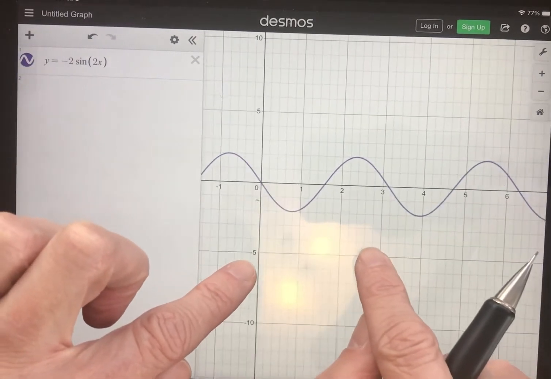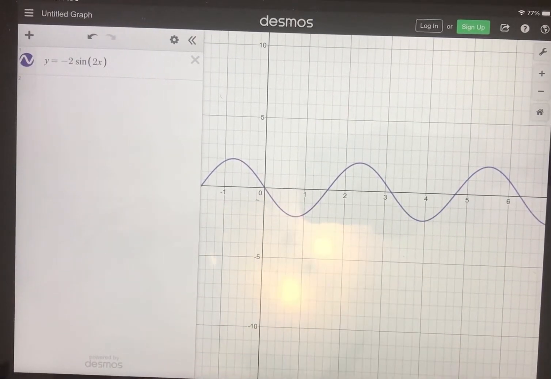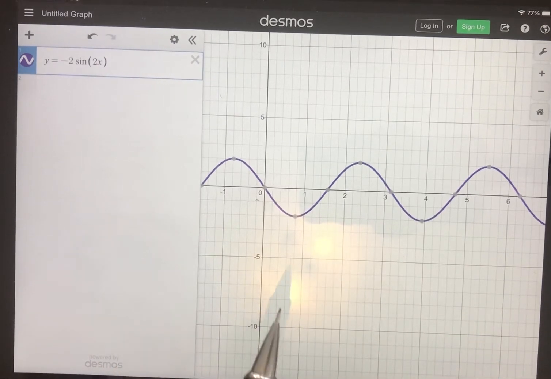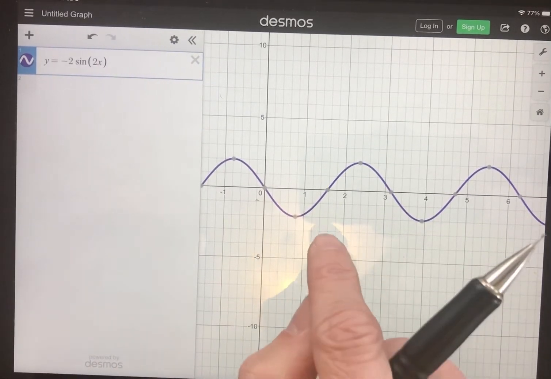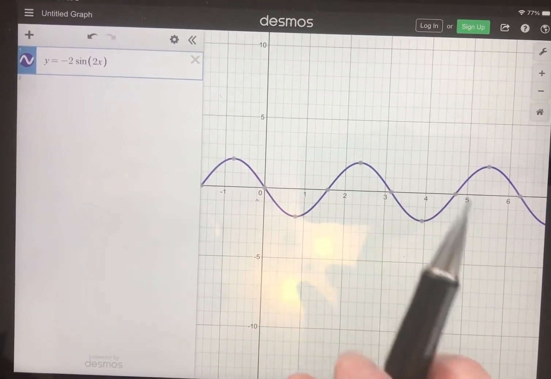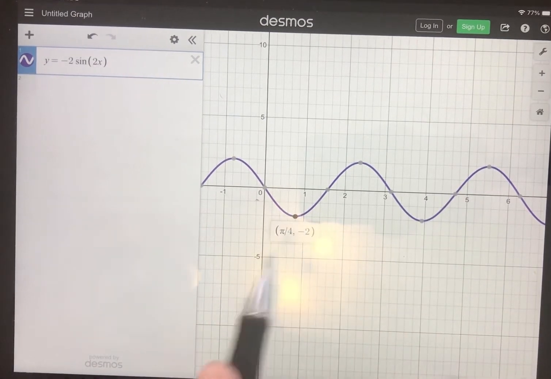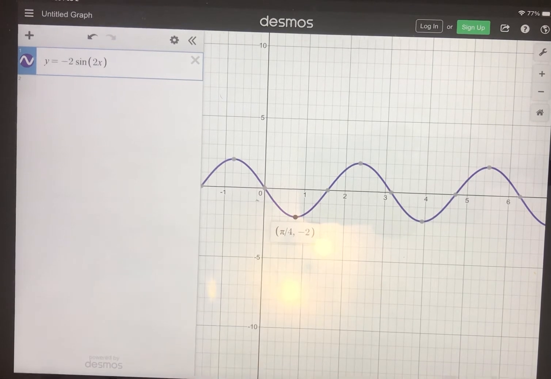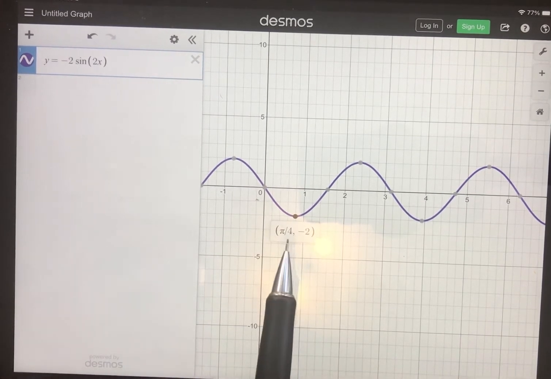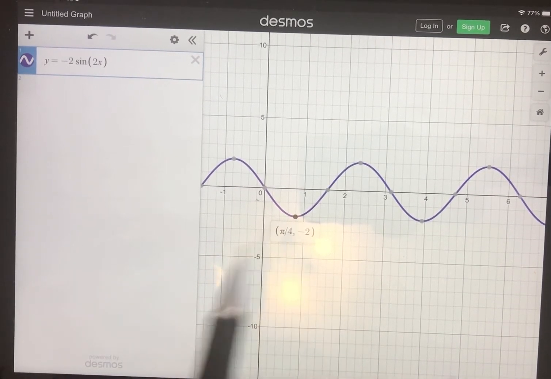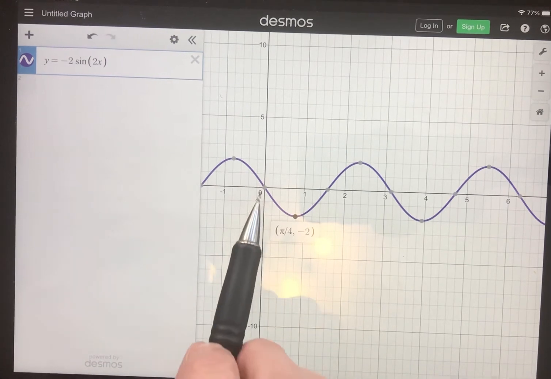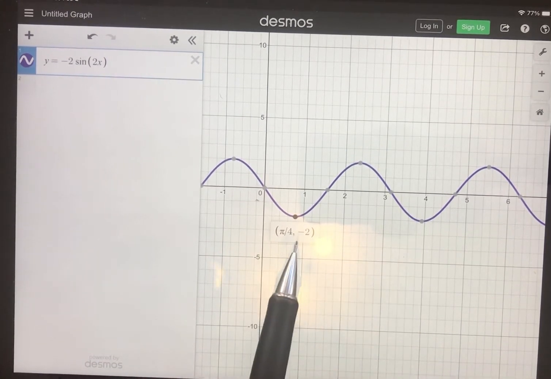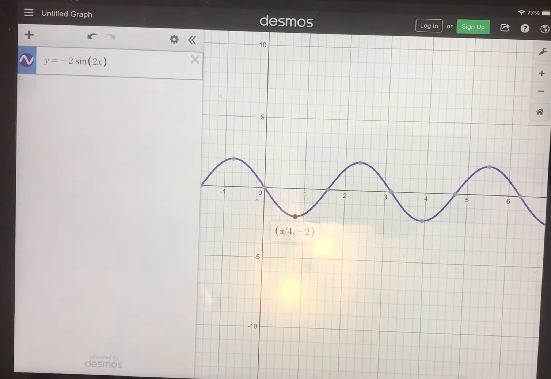So that's our function. And now let's see if we can find the point pi over 4 comma -2. There you go. Right there it is. Pi over 4 comma -2 is on the graph. Pi over 4 is a little less than 1. That's why I chose that point right there. And of course, -2 would be one of these along the bottom. So there you have it. Pi over 4 comma -2.